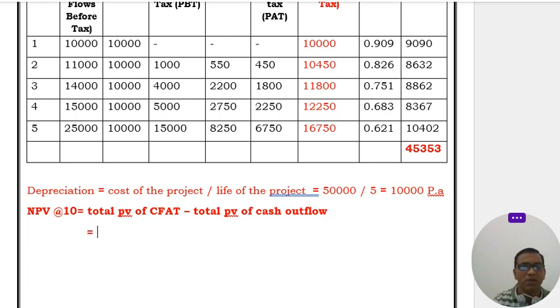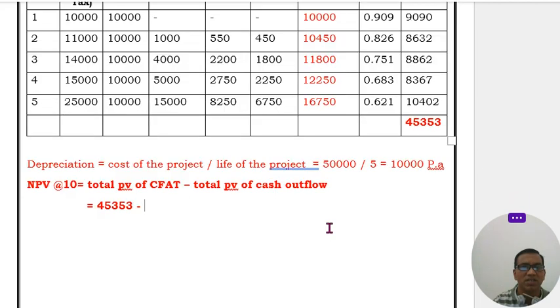So total PV of CFAT, how much? 45,353 minus cash outflow, how much? Cost of the project, 50,000. So we got a negative value. 45,353 minus 50,000, we got a negative value. Since it is negative, I am keeping it in brackets. How much did I get? 4,647. So negative NPV. Here we got NPV in negative. Keep that in mind.